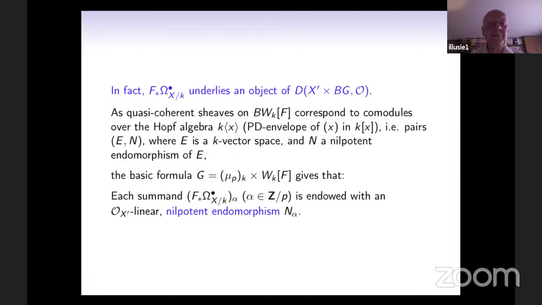also a unipotent action. So I said that representations of the G_a sharp are easy to understand. So G_a sharp is the kernel of F on W_K. So it corresponds to this Hopf algebra K⟨X⟩, the PD envelope of X in K[X]. So then because you have X^n divided by n factorial, you can use an exponential. And then these comodules will give you a nilpotent endomorphism. There will be the exponential of something nilpotent. And so in fact, the basic formula will give you that G is a product of W, mu_p. Each summand, not only do you have a decomposition into summands indexed by Z mod p, but on each summand you have an X-prime linear nilpotent endomorphism N_alpha coming from this action of W_K of F.